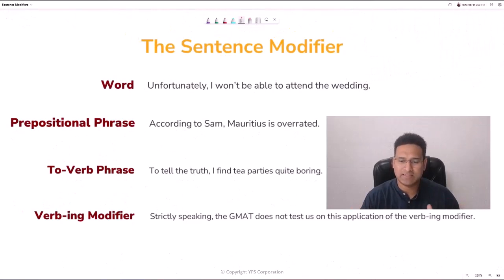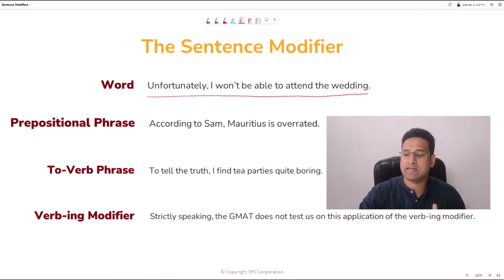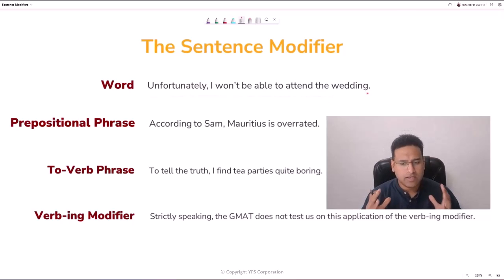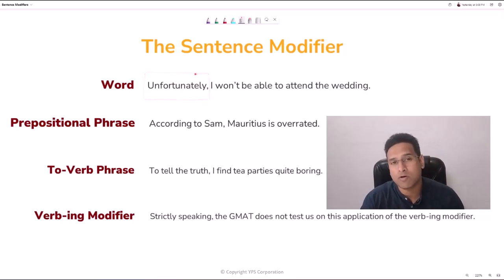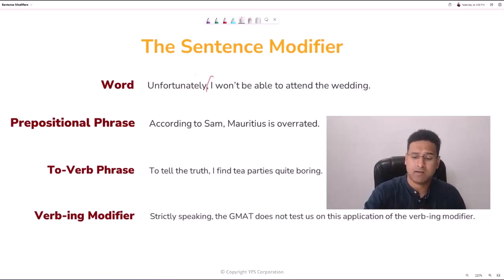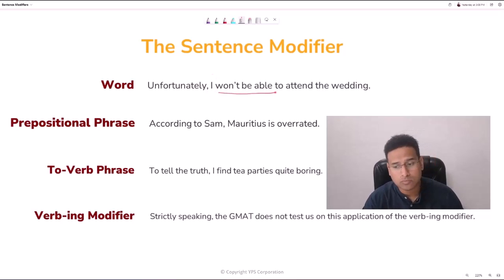Let's understand this with a very simple example. Unfortunately, I won't be able to attend the wedding. Take a moment to focus on the word unfortunately. Can you tell me what this word is modifying? Is it modifying I? Is it modifying the verb won't be able to? Is it modifying attend? Will I attend unfortunately? Is unfortunately the manner in which I won't be able to? Or you could ask yourself, what is unfortunate?